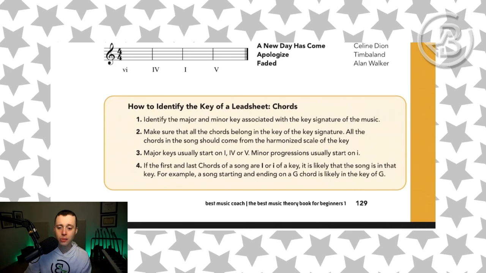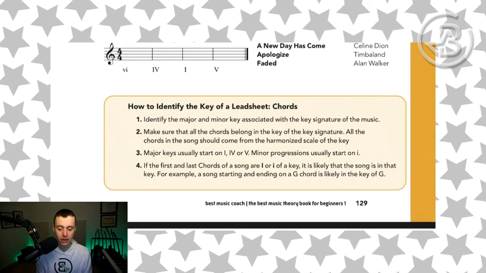We're going to do a summary of how to identify the key of a lead sheet when you use chords. So number one, you're going to identify the major and minor key associated with the key signature of the music. Number two, you're going to make sure that all the chords belong in the key of the key signature. All the chords in the song should come from the harmonized scale of the key.